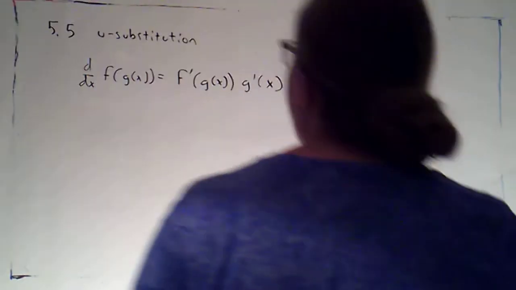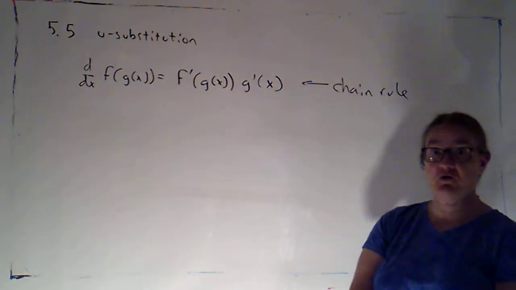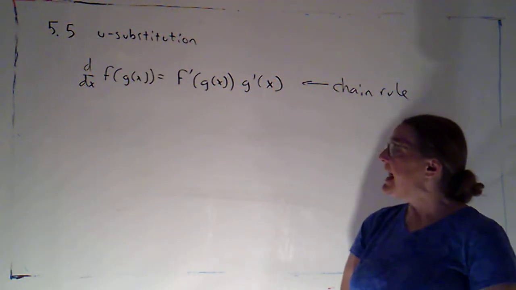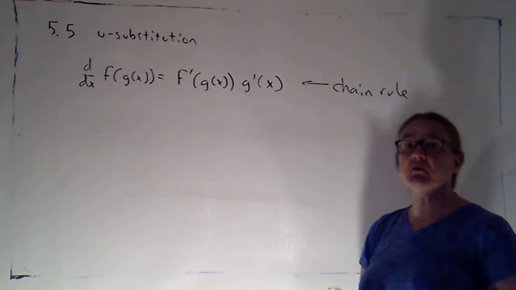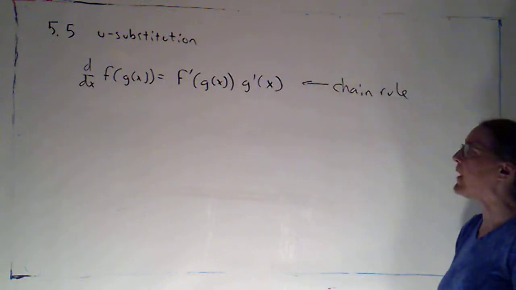Section 5.5 is the last section that we're covering this semester. It's on something called U-substitution, which is an integration technique. And it's really just undoing the chain rule. So I've written up the chain rule here so we can remember what that looks like.